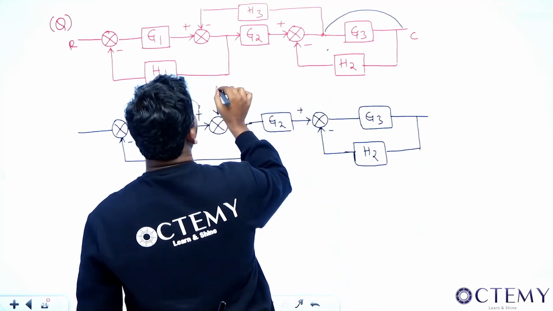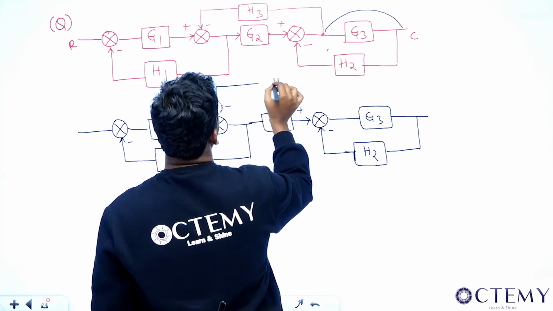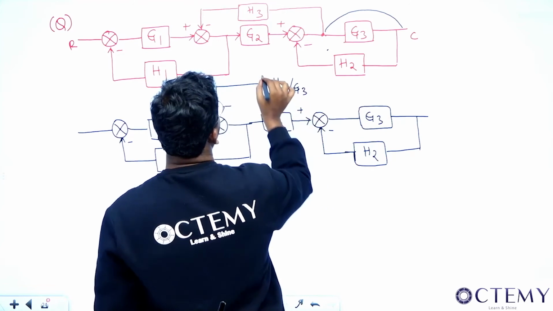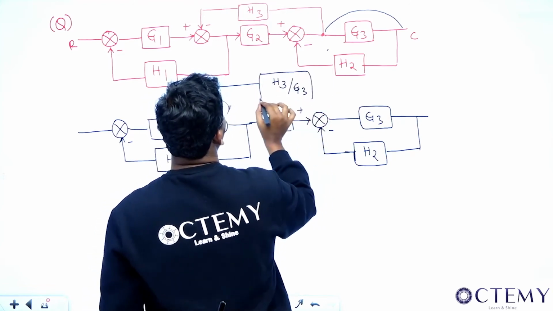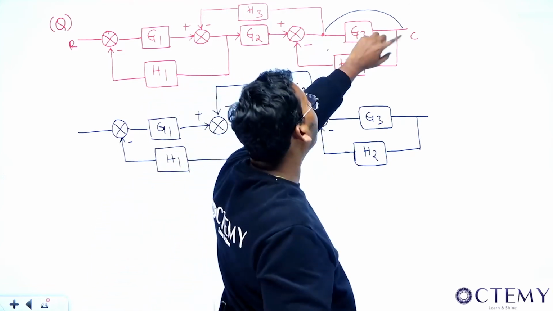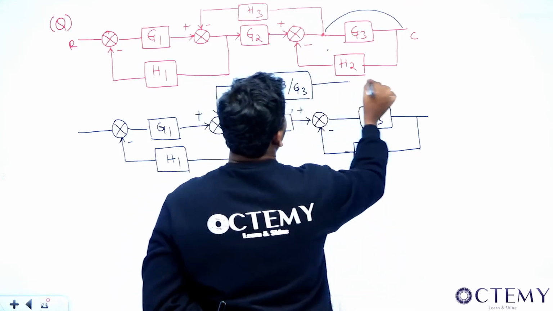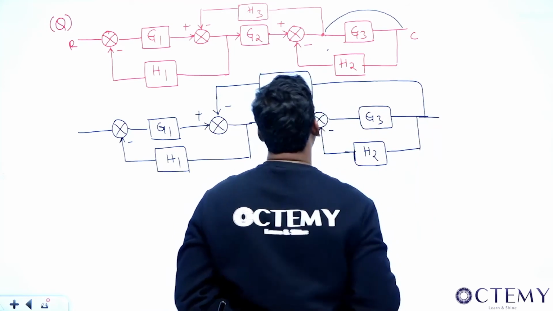Now when you shift this block, what will you get here, sir? You will get H3 divided by G3, isn't it? H3 divided by G3. Why? Because you are going from before to after. This block, this is before to after. Before to after, divide. So this will become like this here, right?